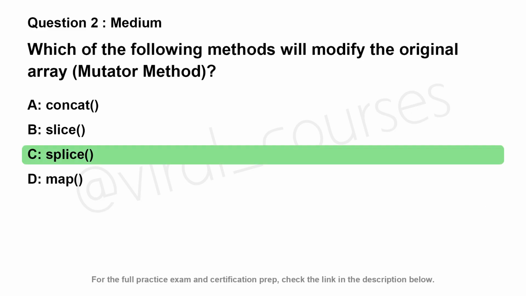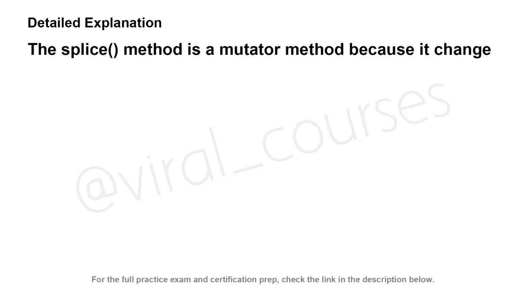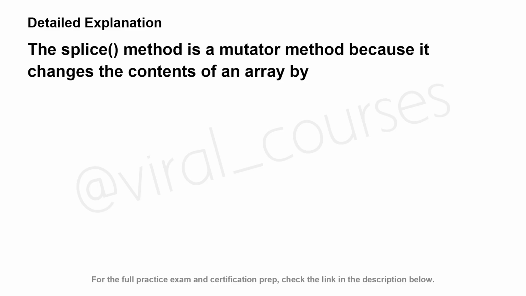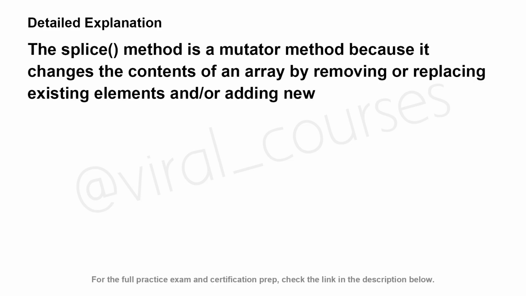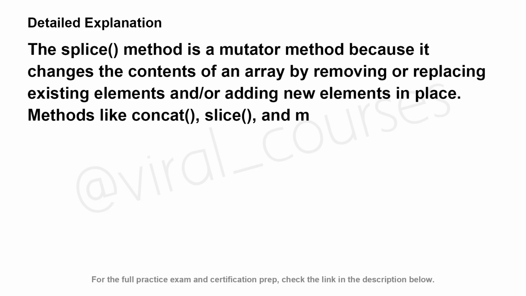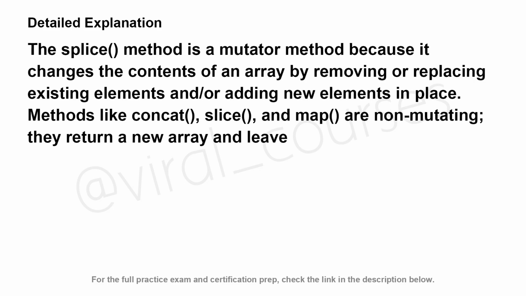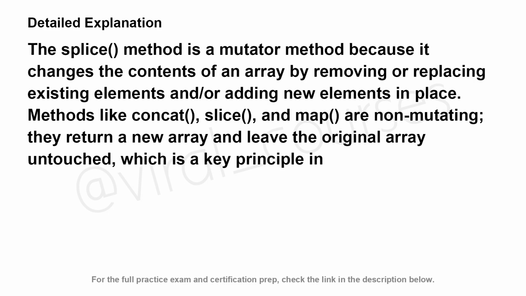The correct answer is C. The splice method is a mutator method because it changes the contents of an array by removing or replacing existing elements and/or adding new elements in place. Methods like concat, slice, and map are non-mutating. They return a new array and leave the original array untouched, which is a key principle in functional programming.